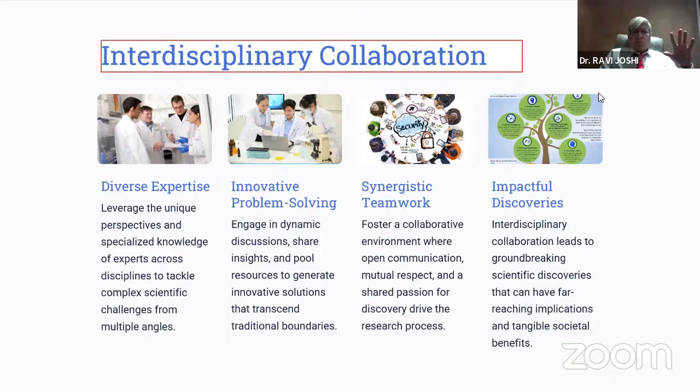And obviously, impactful discoveries in science doesn't mean that they are not there in commerce and liberal arts, but for reaching the implication and tangible social benefits, science plays a very important role. And that's why impactful discoveries should be developed among the students, taking their own native problem, their experience problem. You can deal with that. You can work in a diverse team.